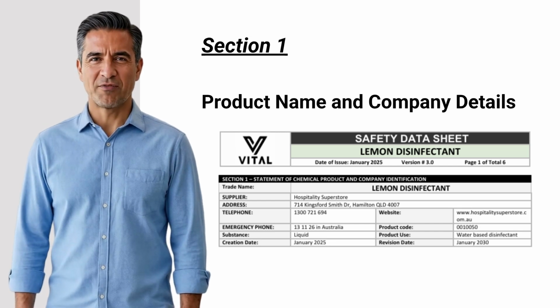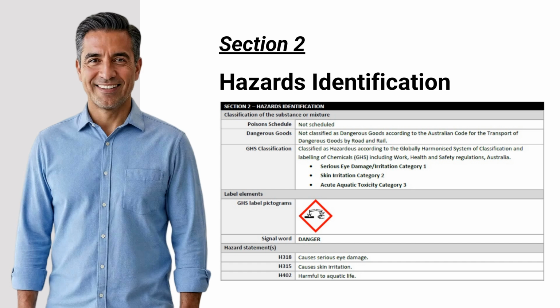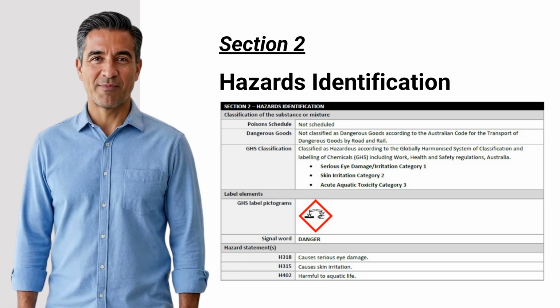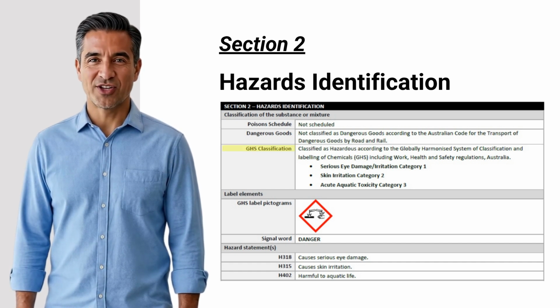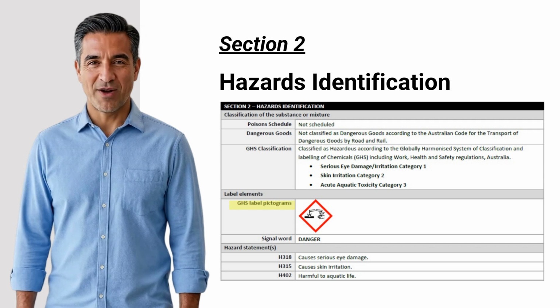Section 1 is fairly self-evident and displays the product name, details of the company who supplied it, and emergency contact details. When referring to an SDS, always make sure the chemical product name matches the name of the container. Section 2 details the chemical's hazards, including GHS classification, signal words such as danger, hazard and precautionary statements, and mandatory pictograms if applicable.